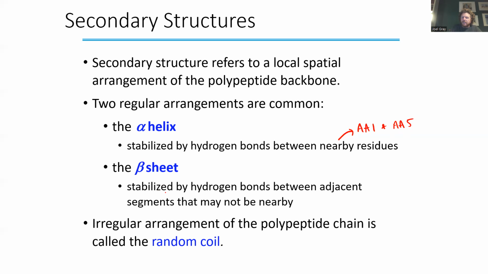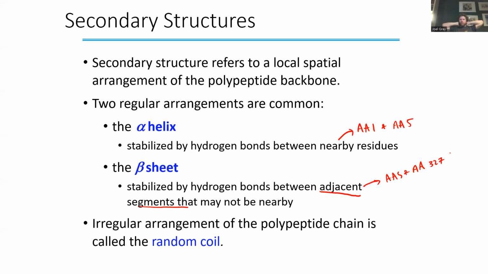Now, the beta sheet is stabilized by hydrogen bonds between adjacent segments that may not be nearby. Okay, so what's our difference there? This could be between amino acid number 5 and amino acid number 327. So why does this still get that local designation if these amino acids could be separated very far from one another? Well, the reason is that they're smaller than the entire structure.